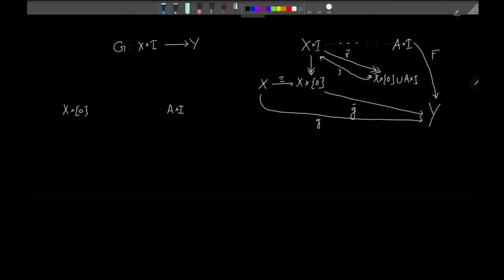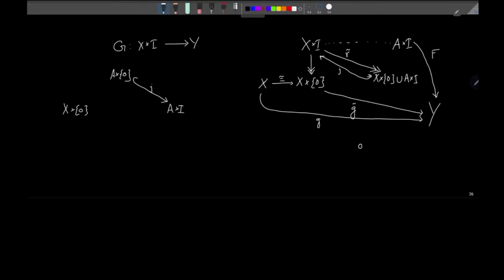So what we can do here is take this intersection, A cross 0. Since 0 is a subspace of I, we can inject it here, J1. These are all canonical maps. So we inject 0 into the interval 0, 1 like this. We send 0 to 0. We don't do anything else. That is exactly what we are doing.